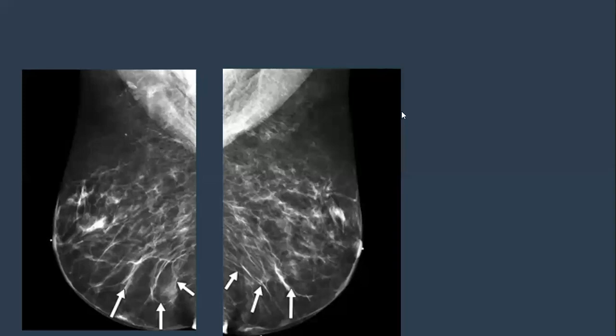Assalamu alaikum. Walaikum assalam. These arrows may point to thickened ligaments of Cooper. Also, I can see bilateral skin thickening and some areas of focal asymmetry at both breasts also. At the right axilla, there may be benign looking lymph nodes, oval in shape.